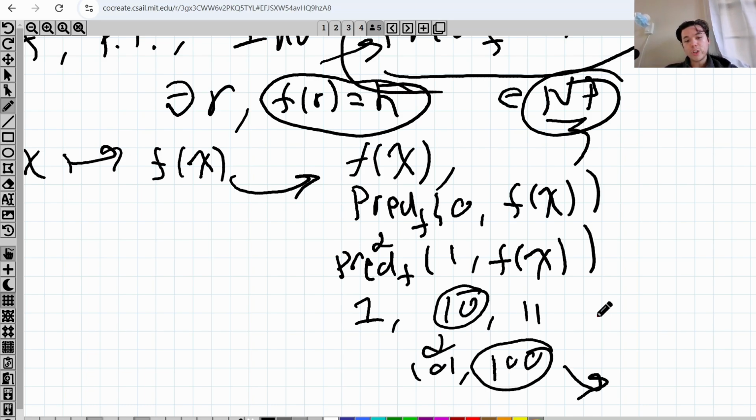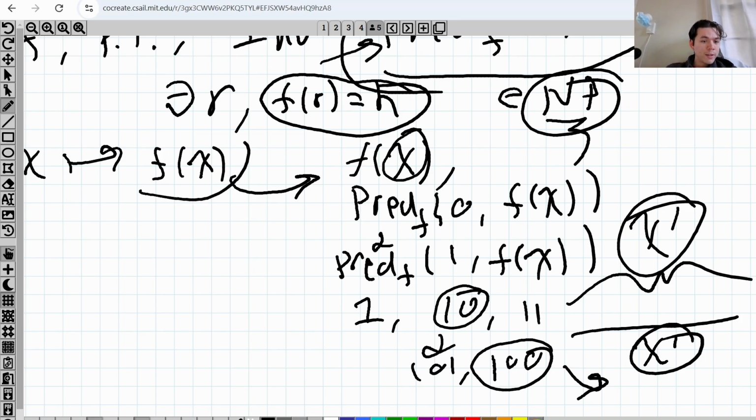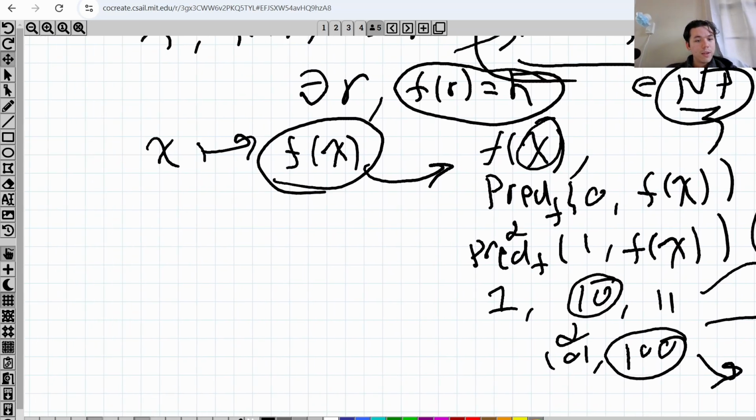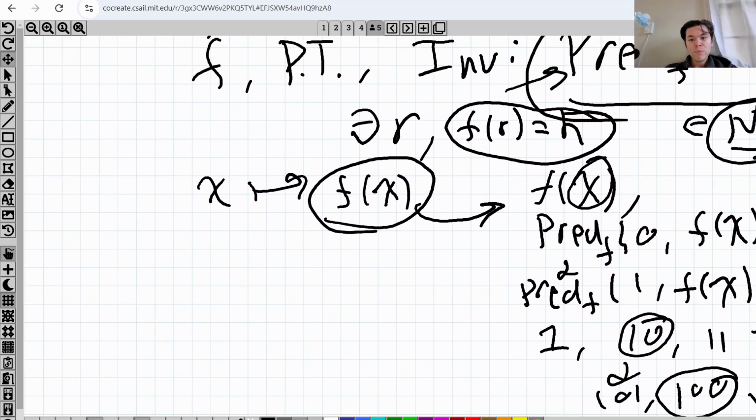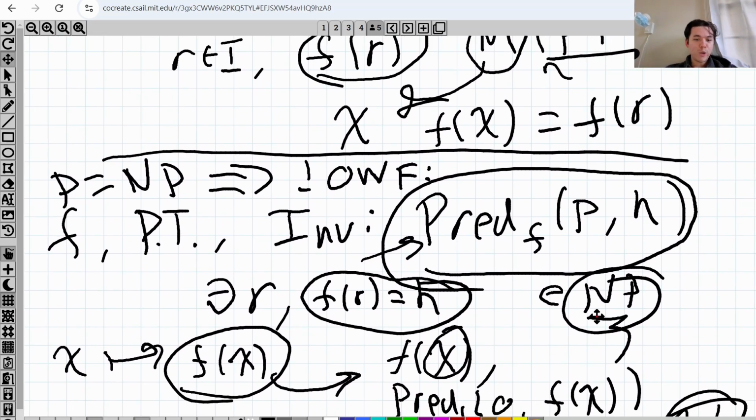And I'll just keep doing this, checking predicates, until I get an input that's long enough, and this will happen in polynomial time, that gives me some x prime, which might not be equal to x. It might not find this preimage, but it will always find a preimage because one exists, x exists, and it will give me an inverse to f of x, and that will prove that f is not a one-way function. And that algorithm gives me an inverter. So if P is equal to NP, there are no one-way functions. So if there are one-way functions, P is not equal to NP.